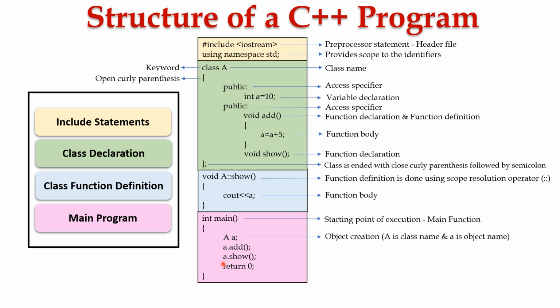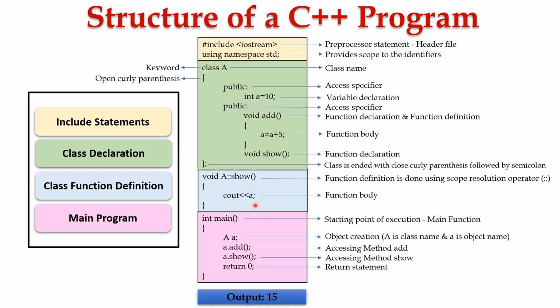So next in main method, using the object, we are accessing the method show. So the show performs cout statement and displays the value of the variable A. We all know that the value of the variable A is 15, which is displayed to the user as the output. Hope you all are clear in structure of the C++ program with this example.